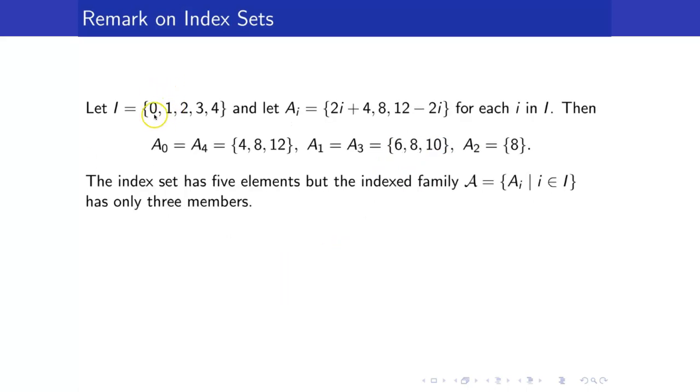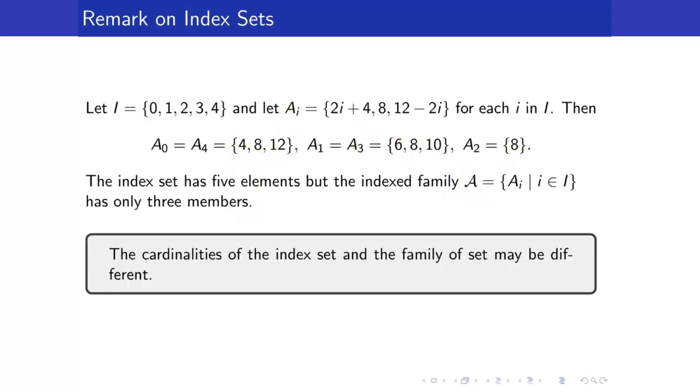Suppose that our index set is {0, 1, 2, 3, 4}, and let A sub i be the set. Take note that A sub 0 will be the same as A sub 4, A sub 1 will be the same as A sub 3, and A sub 2 will just be the set containing 8. Take note here that our index set I has 5 elements, but the indexed family, script A, has only 3 members. It's this set, and this set. What does that mean? It means that the cardinalities of the index set and the family of sets may be different.